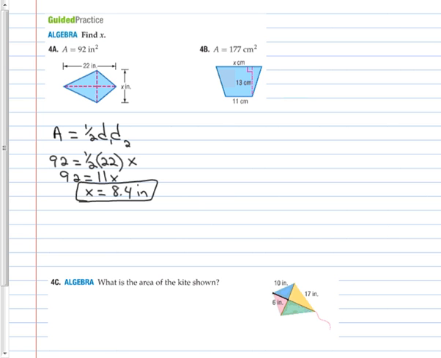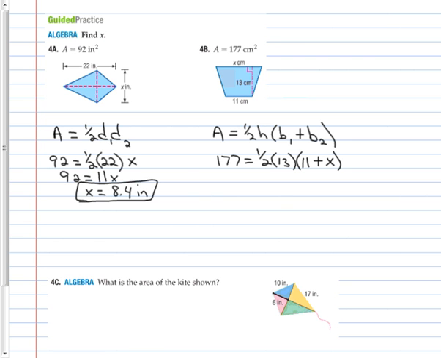Inches. If I do this one over here, area equals, what's my formula? 1/2 height, base 1 plus base 2. That one's a trapezoid. We better use the trapezoid formula. So they tell us the area is 177. Do I know the height of this? 13. Do I know a base? 11. And the other one is x.